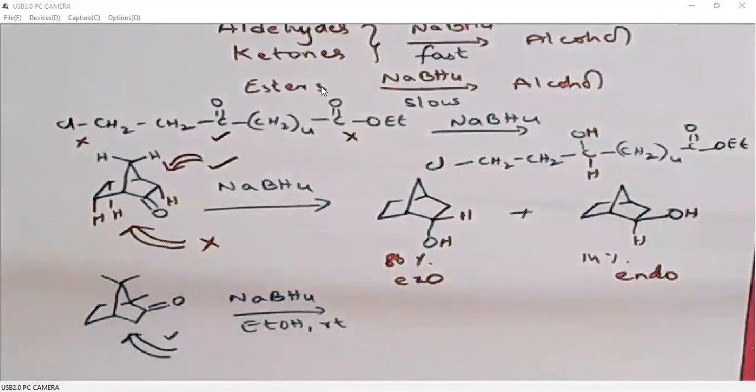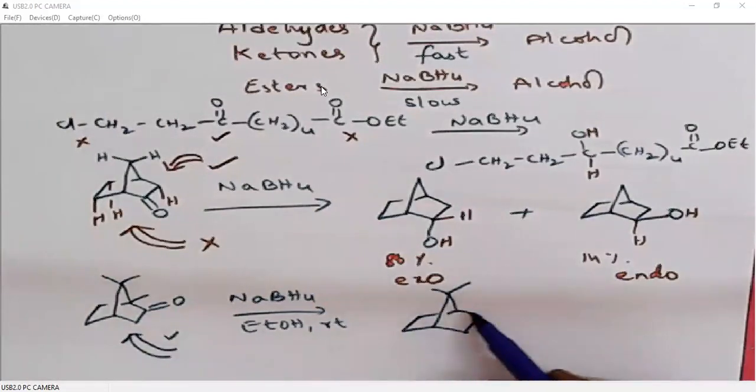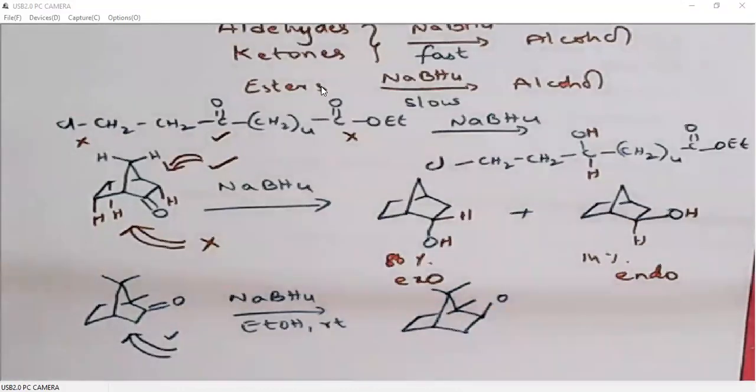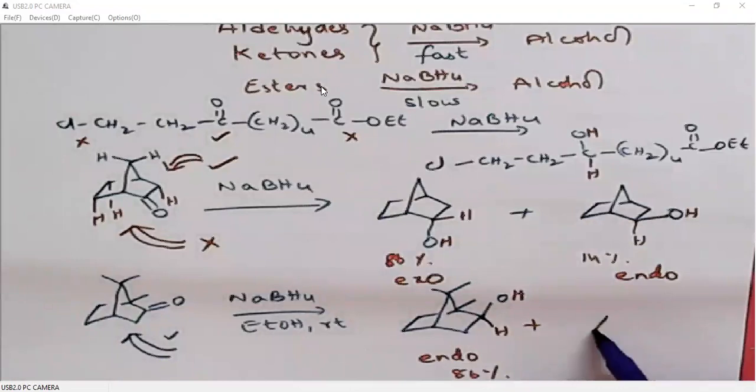So in this case, what happens? The alcohol, the major product is endo alcohol, and the minor product is exo alcohol. So endo is the major. In this case, what we get is 86%. We also get exo alcohol, but it is the minor product.